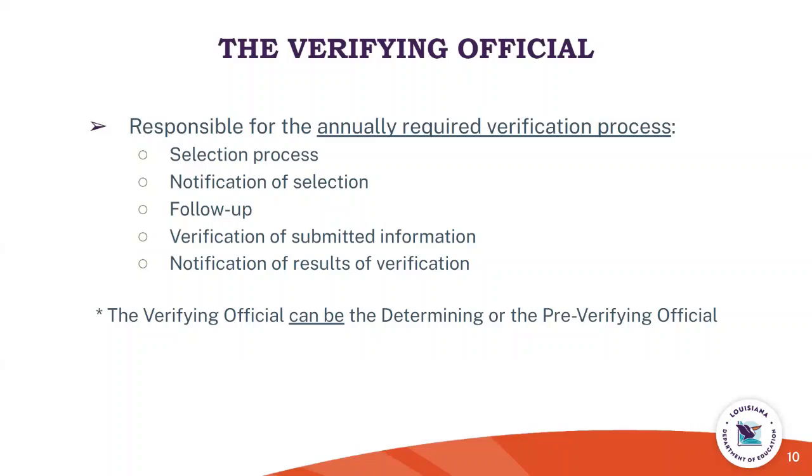The verifying official. This person is responsible for the overall verification process from October 1st to November 15th. This person will be responsible for the selection process, notifying households of selection, following up with households, reviewing all documentation submitted by the households, and notifying households of the results of verification. Please note, again, the verifying official can be the determining official or the pre-verifying official.